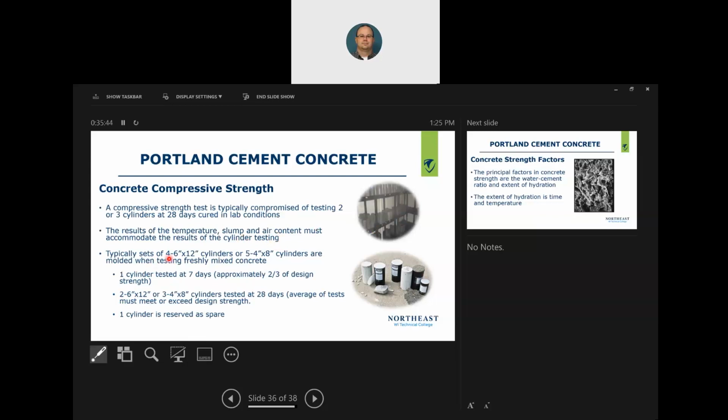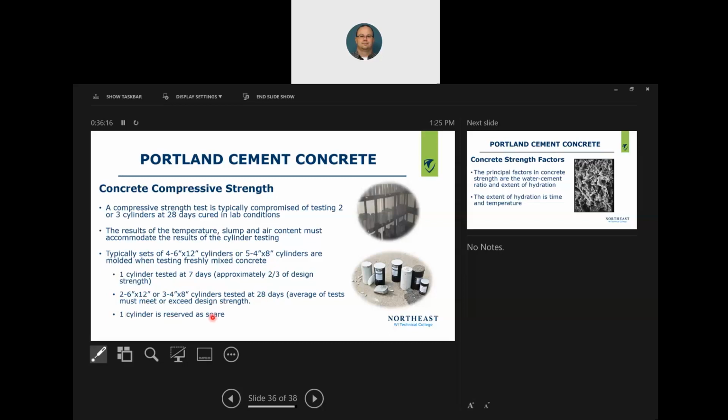Typically sets of 4 6-inch diameter by 12-inch cylinders or 5 4-inch by 8-inch cylinders are molded when testing freshly mixed concrete. Okay. One cylinder is tested at 7 days. In 7 days, we should get approximately 2/3 of our design strength. Okay. Two 6 by 12s or three 4 by 8s are tested at 28 days. So the average of the test must meet or exceed the design strength. And then our last cylinder is a spare cylinder.